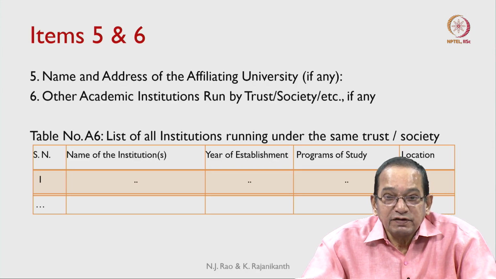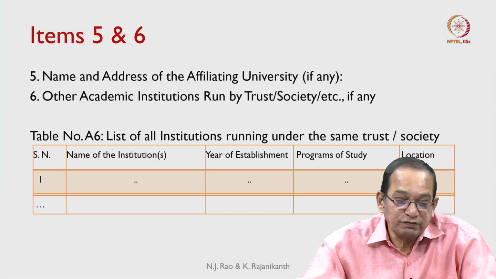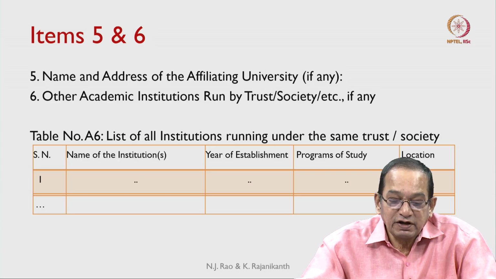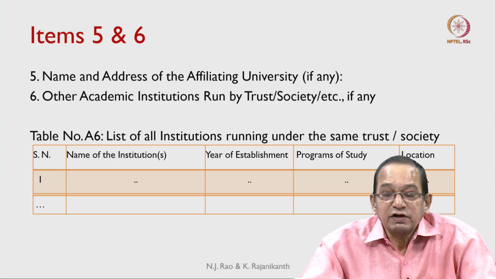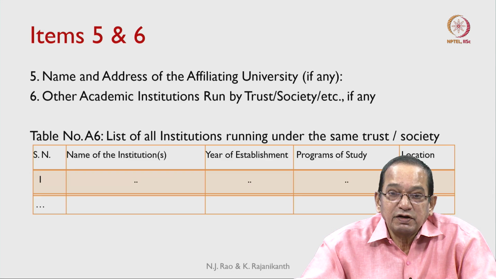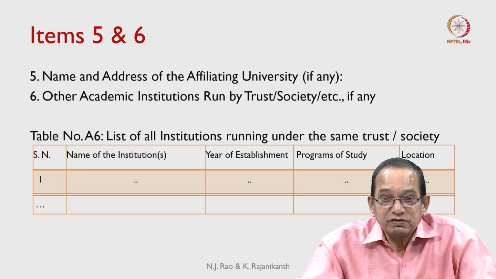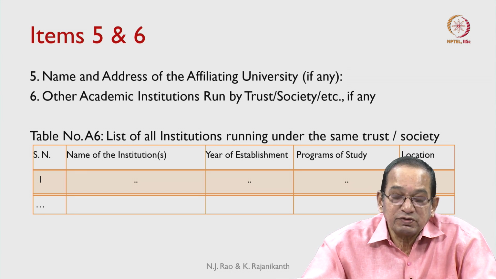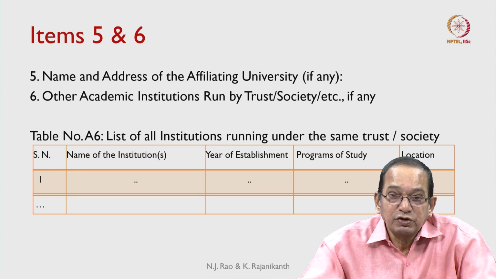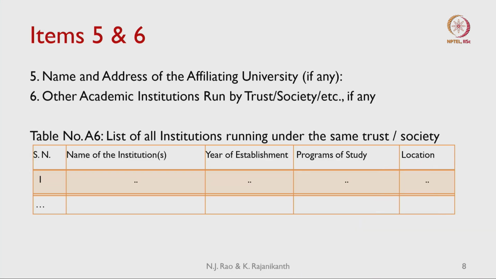Then, if there is an affiliating university, that means if it is relevant to ask for that information, then give the name and address of the affiliating university. Because if it is a private university or a deemed to be university, then there is no such affiliating university concept. Otherwise, an autonomous college or a non-autonomous college could be affiliated to any university. So, name and address of the affiliating university, if any.